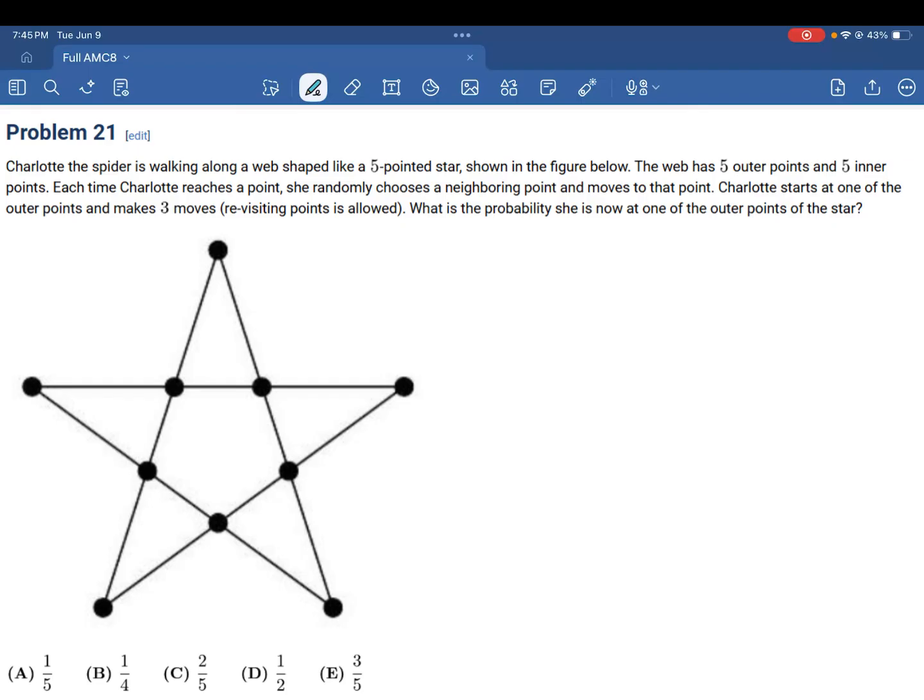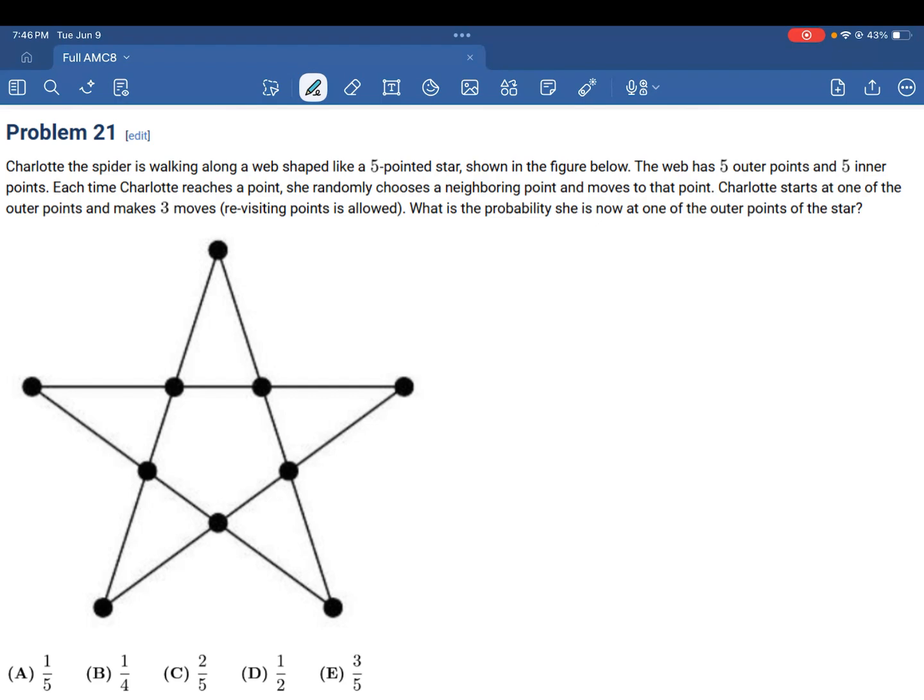Problem 21. Charlotte the spider is walking along a web that is shaped like a 5-point star. The web has 5 outer points and 5 inner points. Every time Charlotte reaches a point, she randomly chooses a neighboring point and moves to that point. Charlotte starts at one of the outer points and makes 3 moves. Revisiting points is allowed. What's the probability she is now on one of the outer points?